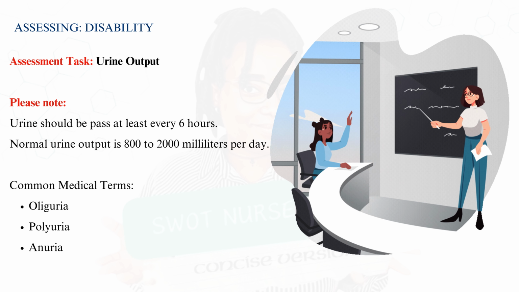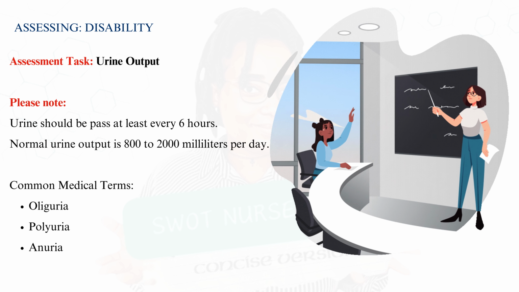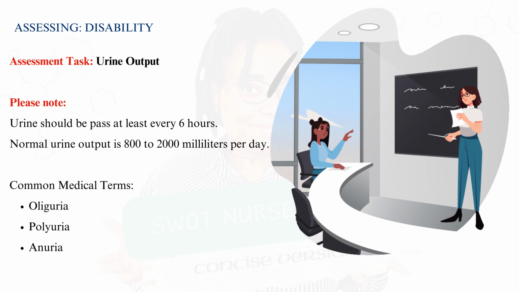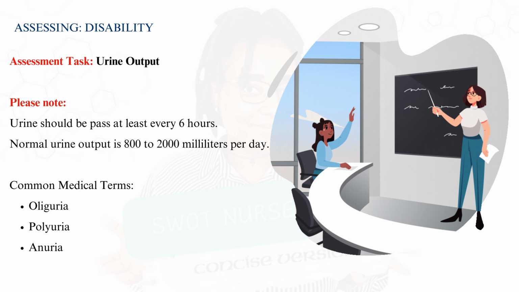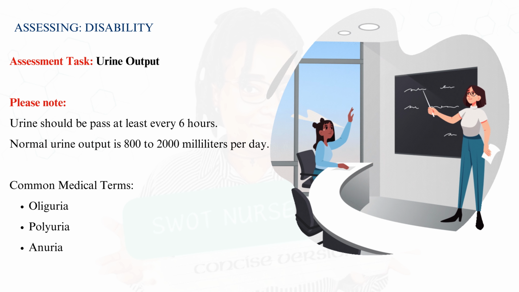Oliguria, the reduction in urine output less than 500 milliliters per day or less than 0.5 milliliter per kg per hour. Polyuria, this is frequent passage of large volumes of urine more than 3 liters or greater than 200 milliliters per hour. And anuria, this is the absence of urine, less than 100 milliliters over 24 hours.